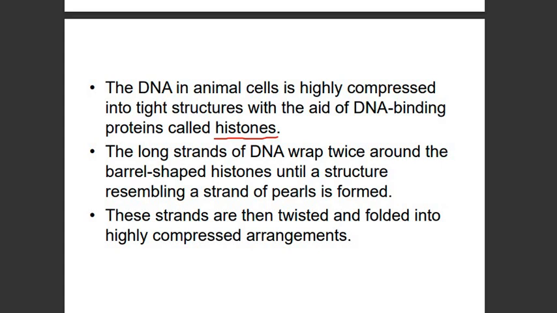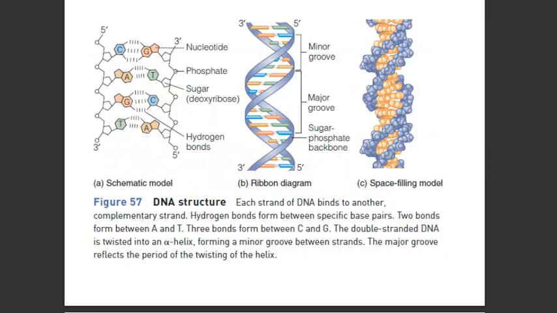The long strands of DNA wrap twice around the barrel-shaped histones until a structure resembling a strand of pearls is formed. These strands are then twisted and folded into highly compressed arrangements. So that's basically what we are saying. It looks like this. This is what you have. It's very twisted back and forth.